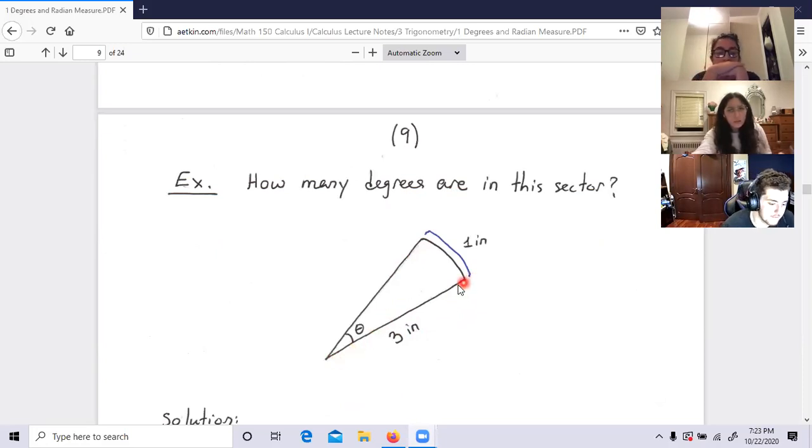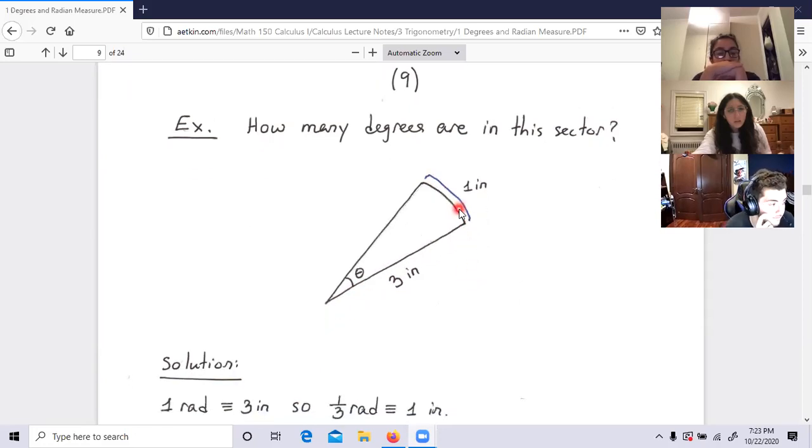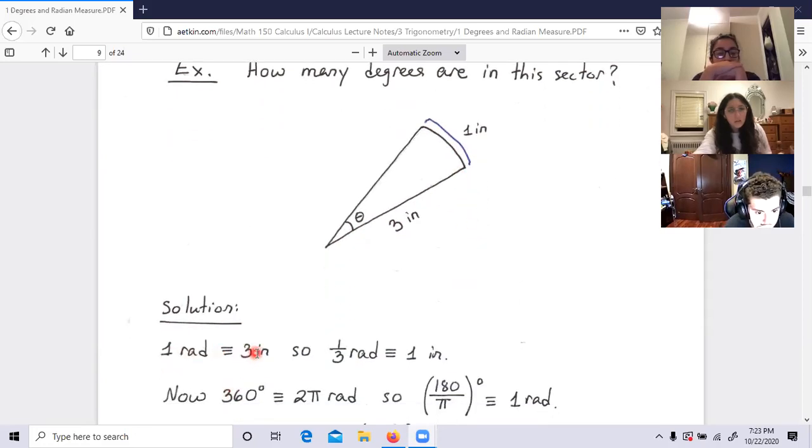If this is 3 inches long, this is one radius, 3 inches long. One third of the radius is 1 inch long. Inches are not important. It's unitless when we use radians. This edge is always one radius.